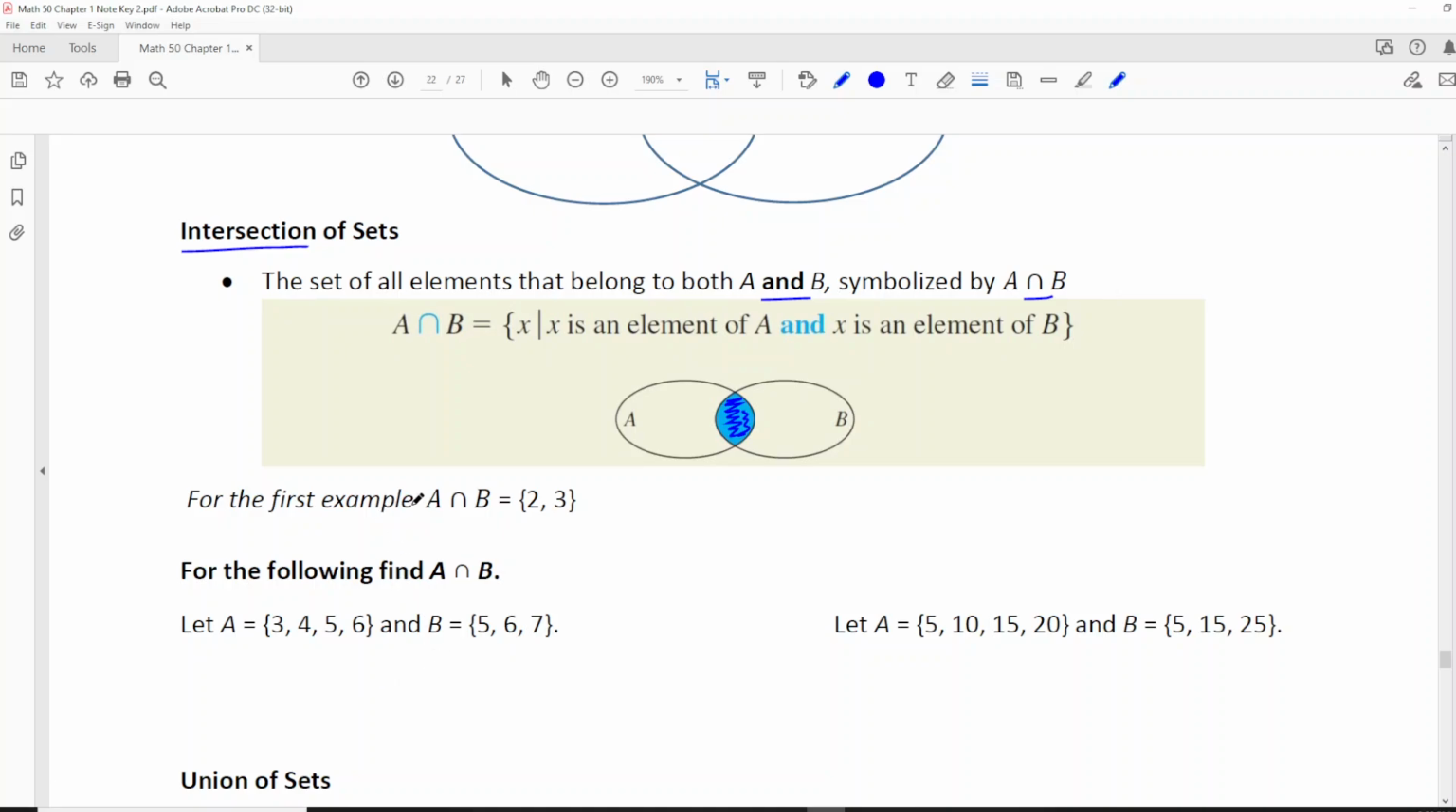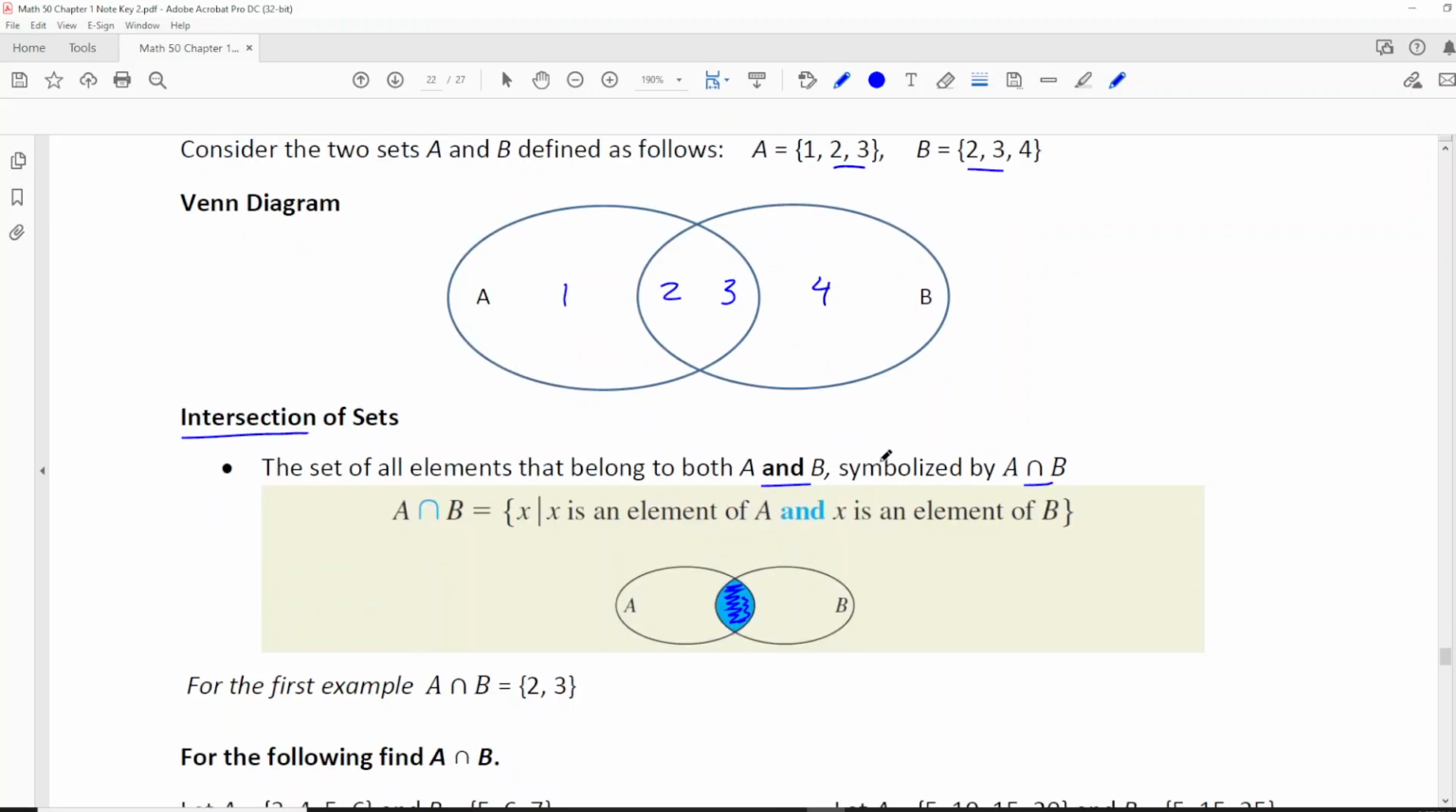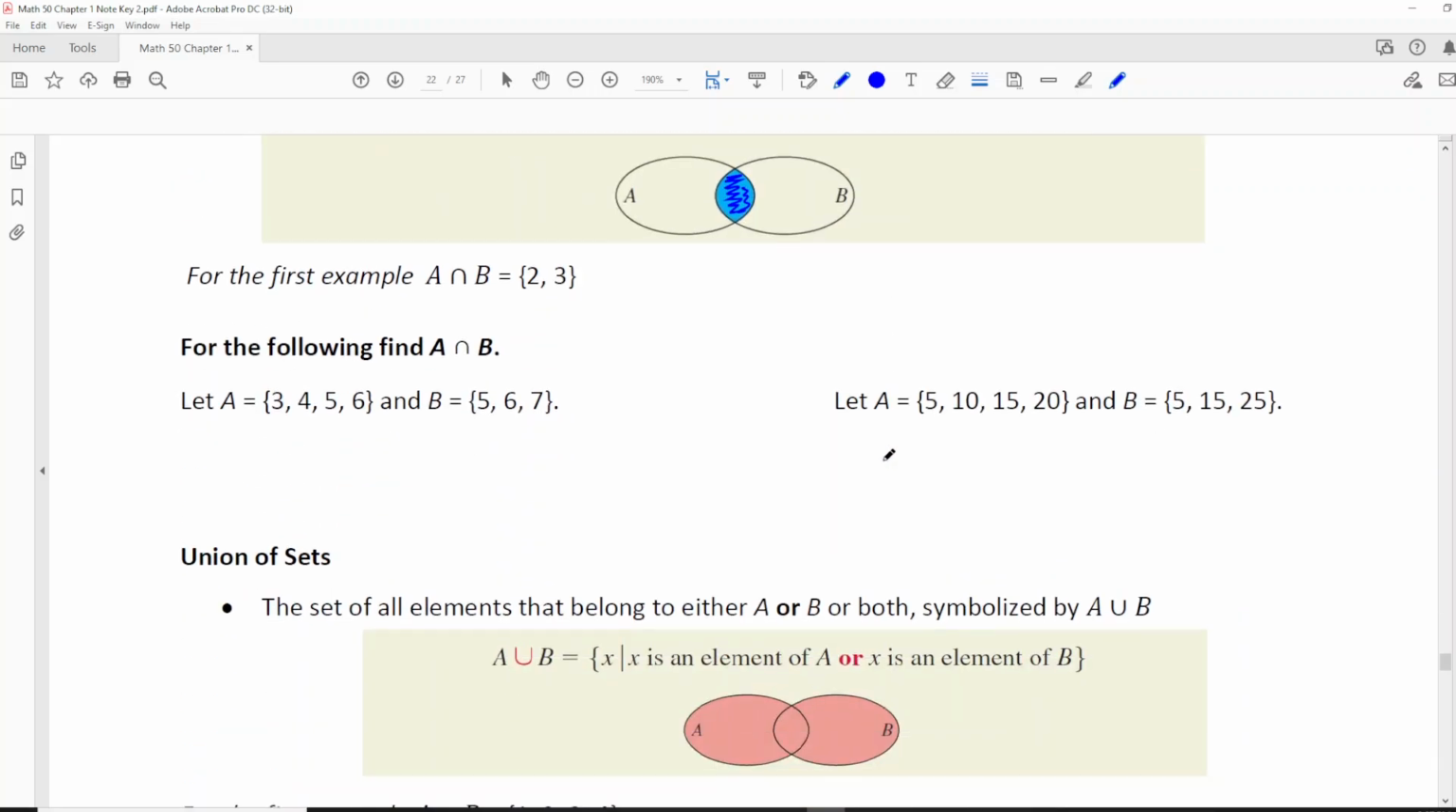So for example, if I wanted to know the numbers that satisfy A and B, I would say it's the 2, 3. It's the numbers in the middle overlapping section of my Venn diagram. So let's practice just that. If I have set A being 3, 4, 5, 6, and set B being 5, 6, 7, what numbers satisfy A and B? Well, it would be not 3, because it's not over there, not 4, because it's not over there, 5 and 6 for sure, but not 7, because it's not in set A. So those are the numbers that satisfy A and B.